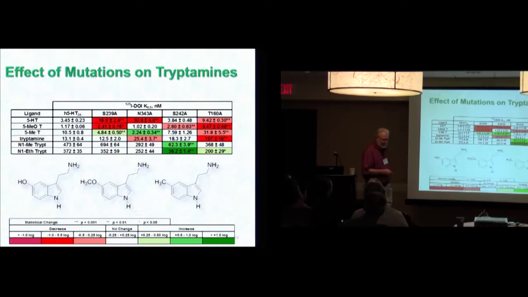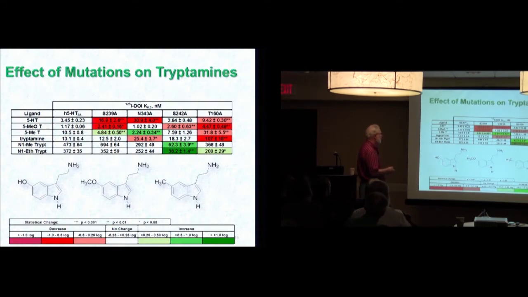And this is some data we haven't published from John McCorvey, my last graduate student. So here we have a bunch of compounds. Here's serotonin, 5-methoxytryptamine, and 5-methyltryptamine. And we have 239, 242, 243, and threonine 160. And here's the code. If it's red, it makes it worse. If it's green, it makes it better, essentially.